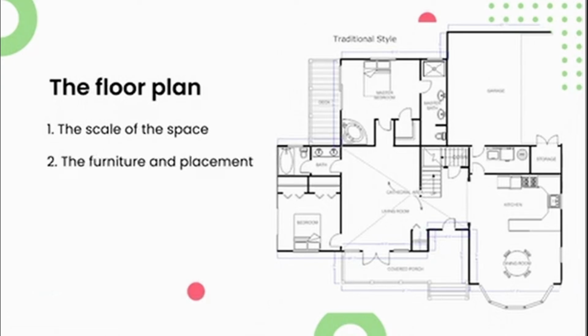It also shows us where the furniture has been placed. We can clearly see where the master bedroom is. We can see where the bed has been placed in relation to the bathroom, in relation to the entrances and exits. This also then gives us a great idea of the traffic flow, how one maneuvers themselves around the space.